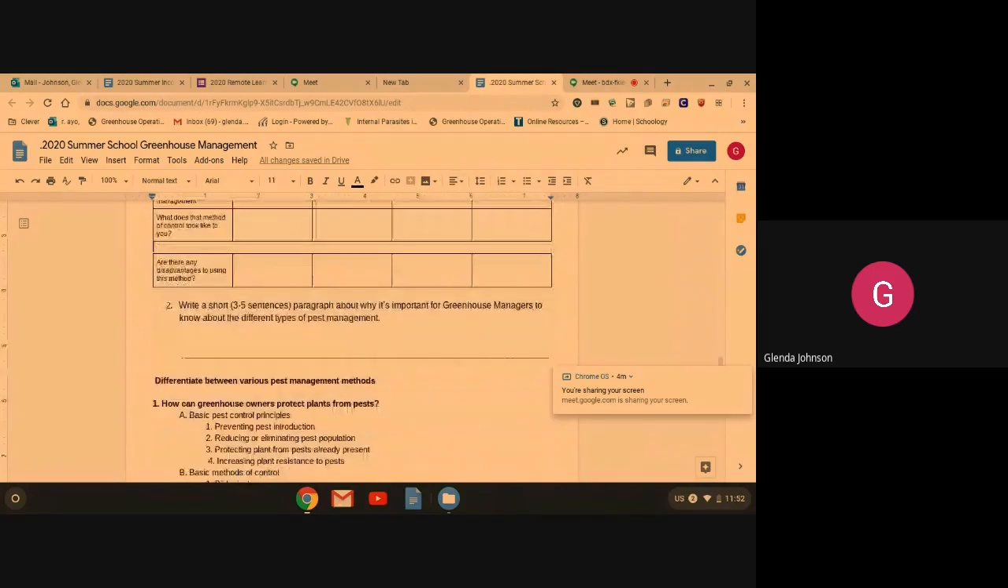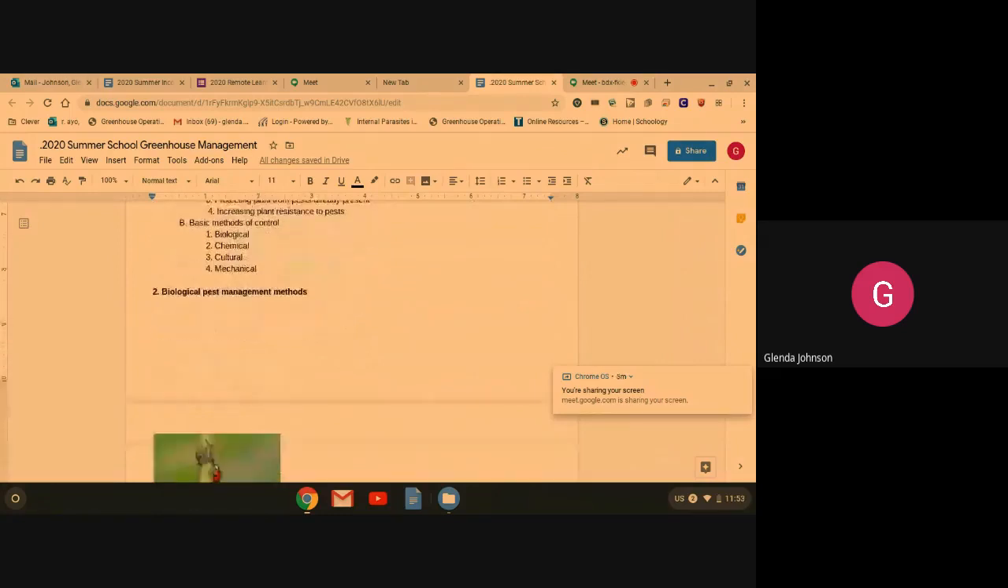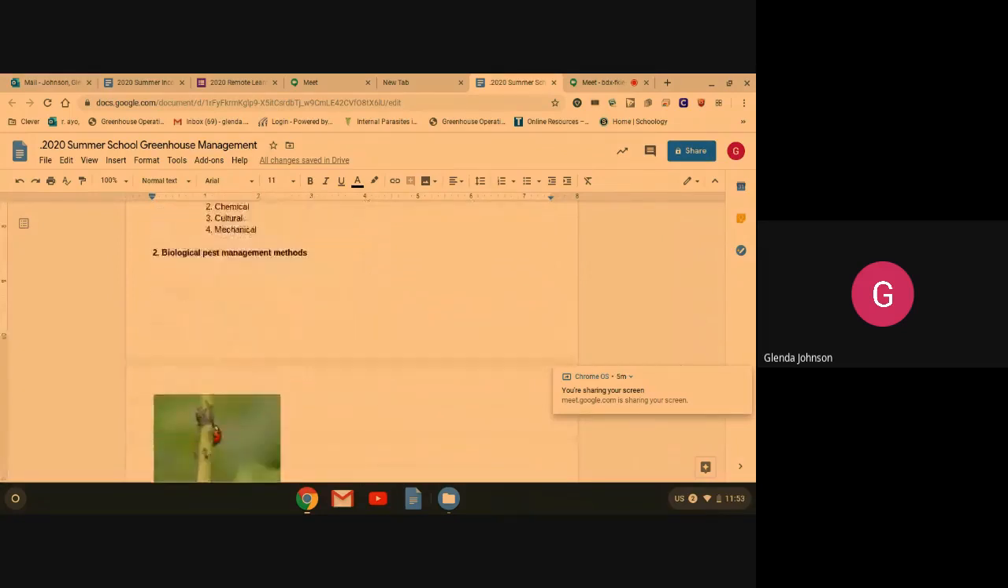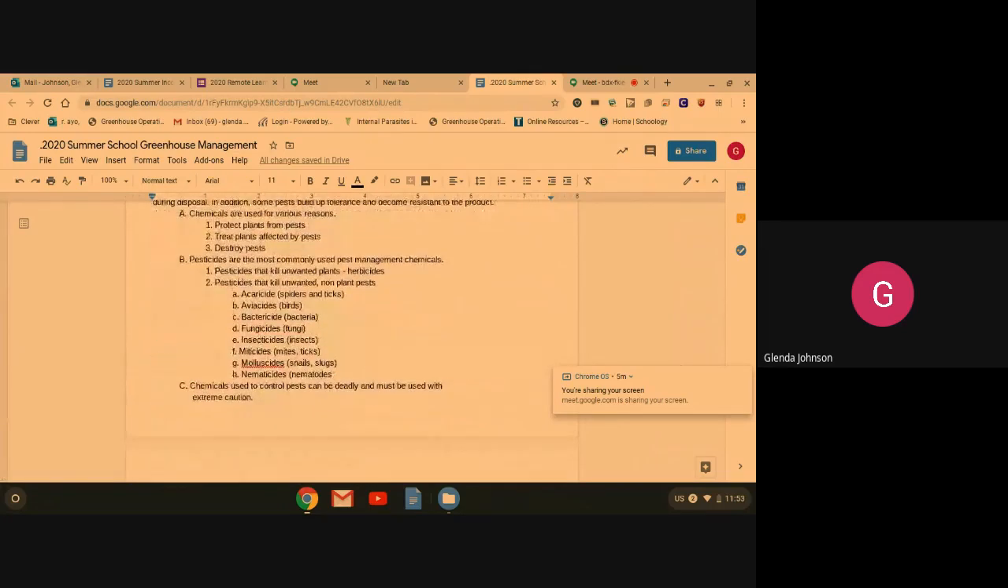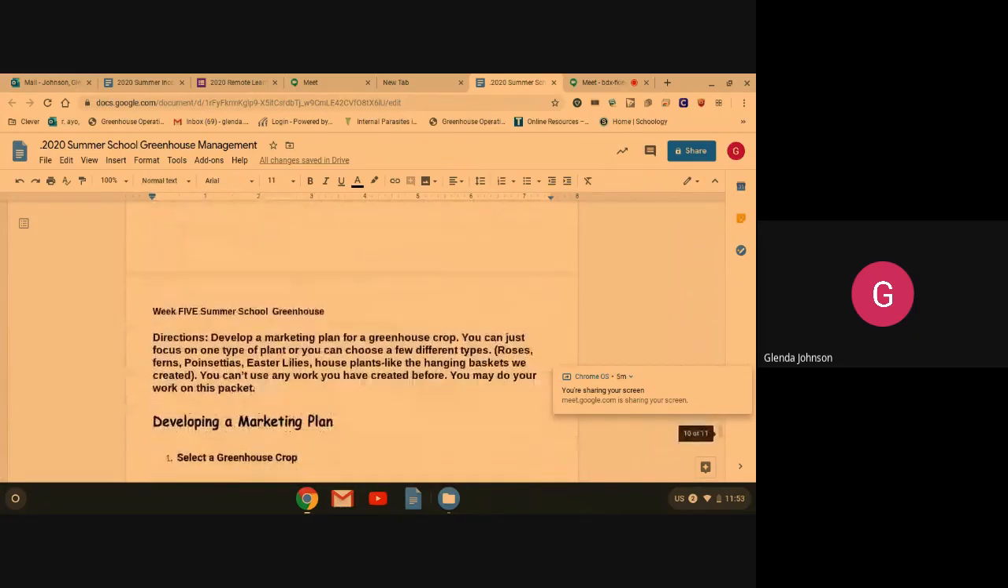And then the second part you have to do is write a short 3 to 5 sentence paragraph about why it's important for our greenhouse managers to know about the different types of pest management. The information is below and it's going to tell you about each one of them: biological, chemical, cultural, and mechanical. So it's all just right there. You'll find the answer and you'll just write it out.